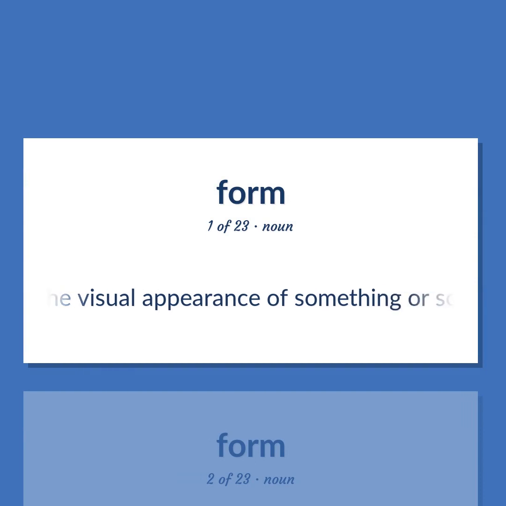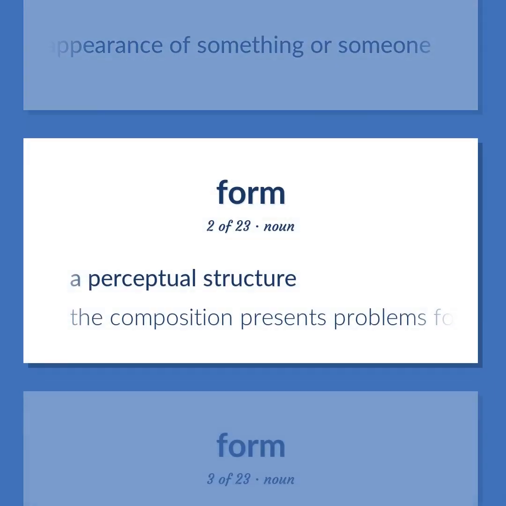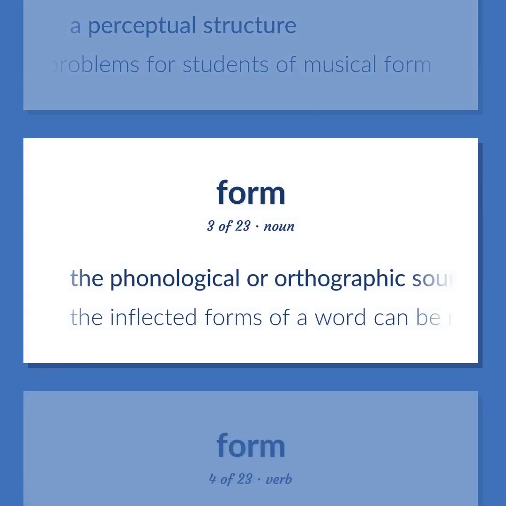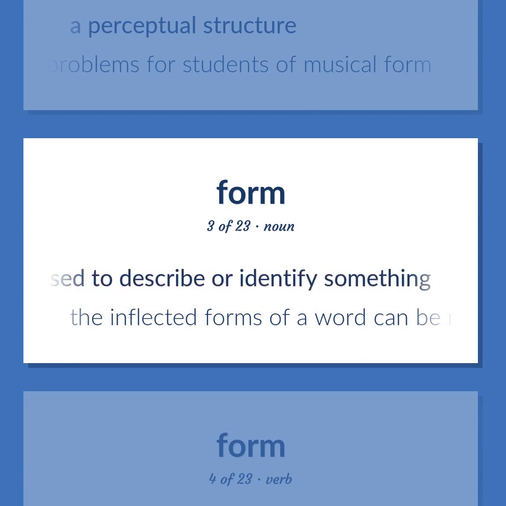The visual appearance of something or someone. A perceptual structure. The composition presents problems for students of musical form. The phonological or orthographic sound or appearance of a word that can be used to describe or identify something. The inflected forms of a word can be represented by a stem in a list of inflections to be attached.